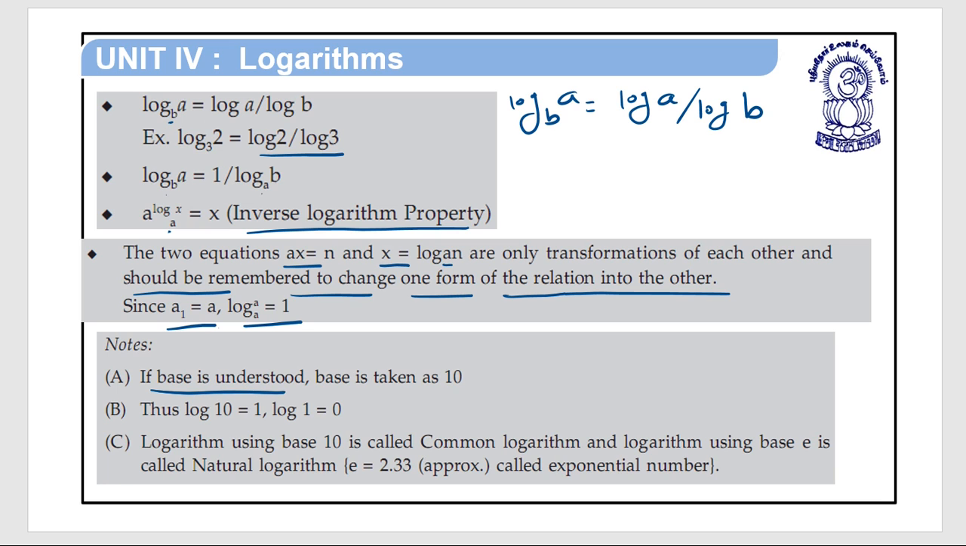Note: if the base is understood, the base is taken as 10, the common logarithm. Thus log 10 is equal to 1 and log 1 is equal to 0. Logarithm using base 10 is called common logarithm, and logarithm using base e is called natural logarithm, where e is equal to 2.718 approximately, called the exponential number.